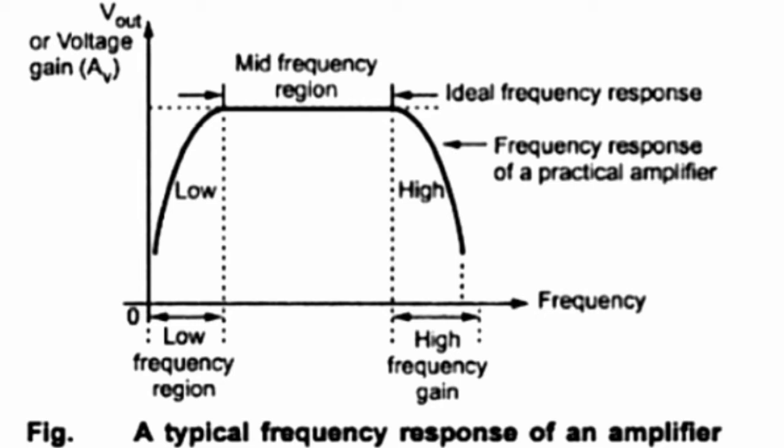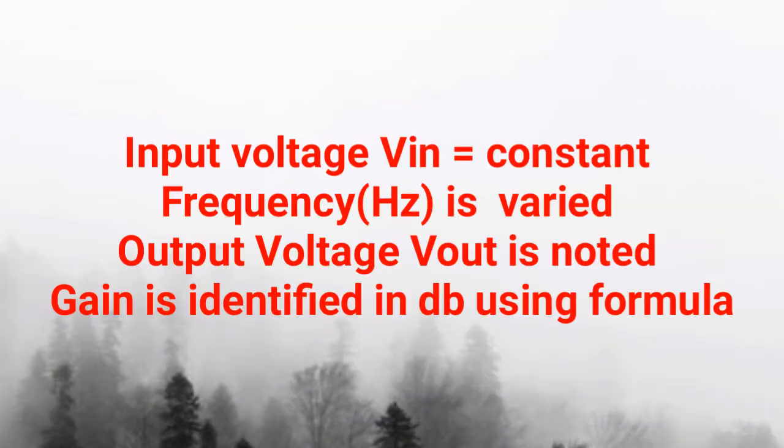Now let us see some terms which are related to the typical frequency response of an amplifier. To plot this curve, the input voltage to the amplifier is kept constant. Please note this down. The input voltage which is given to the amplifier should be kept constant and the frequency of this input signal should be continuously varied. So, the output voltage at each frequency of the input signal is noted and the gain of the amplifier is calculated. We will be seeing how.